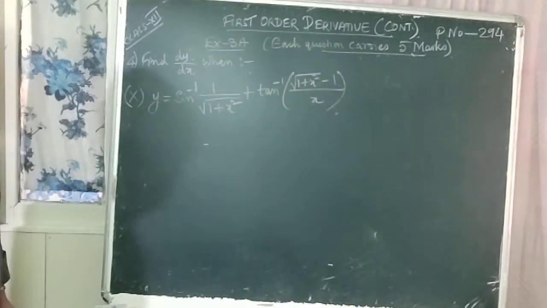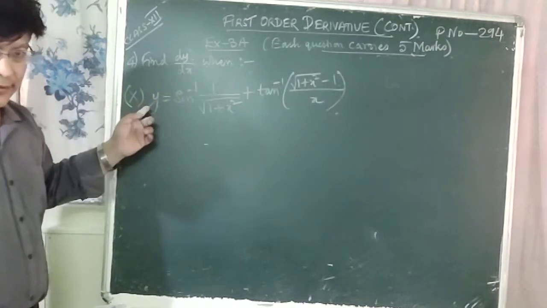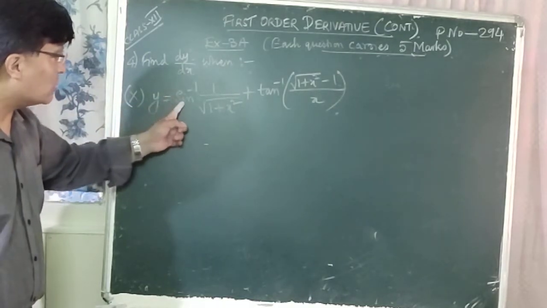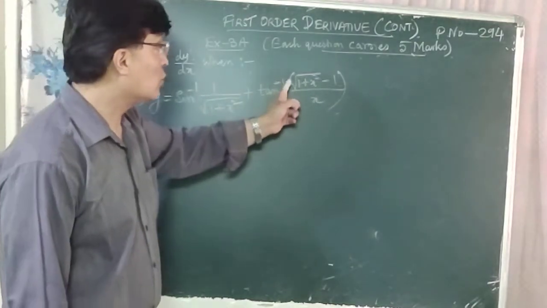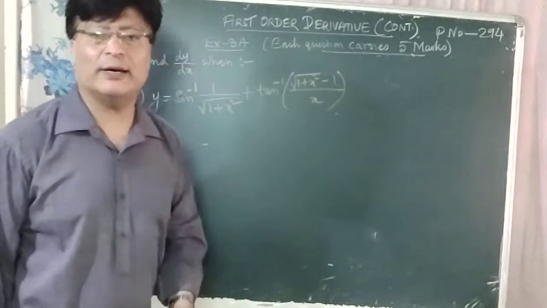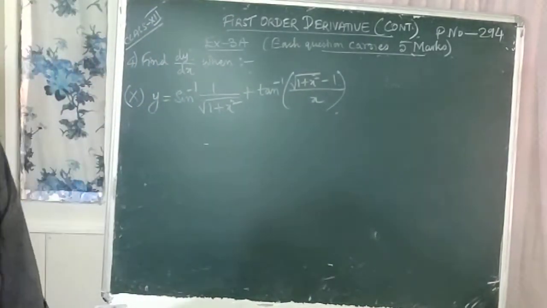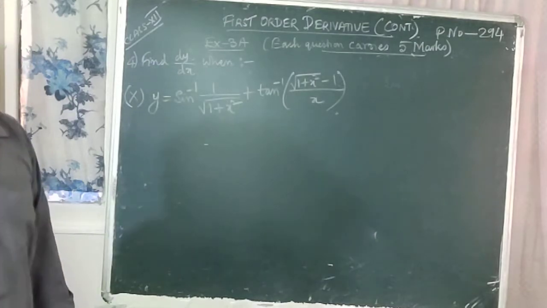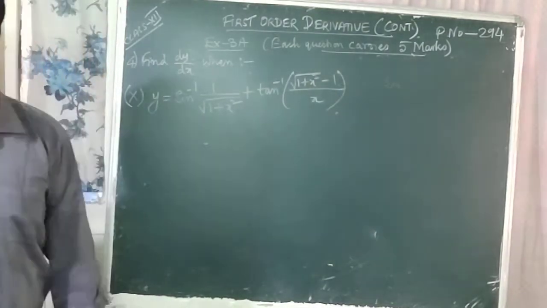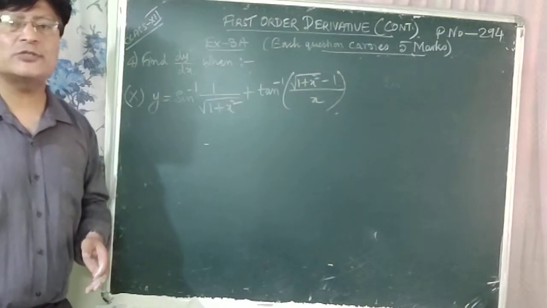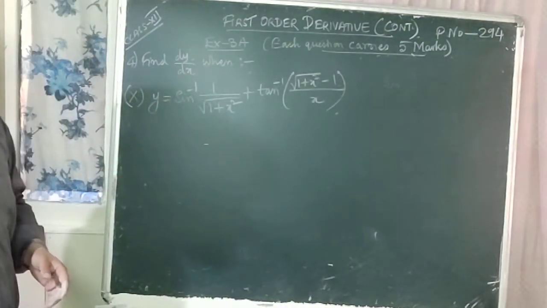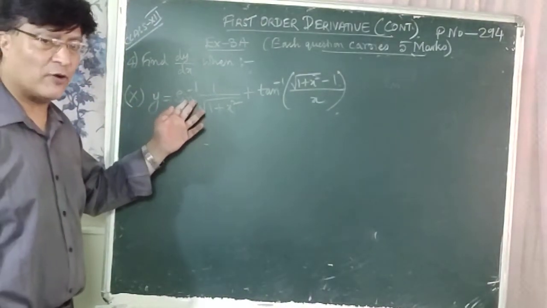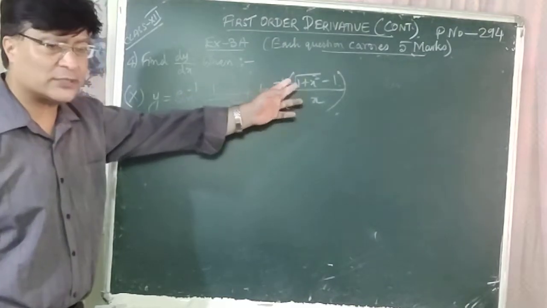So now we'll do the next question, that is number 10. Find dy by dx when y is equal to sine inverse 1 upon root over 1 plus x square, plus tan inverse within bracket root over 1 plus x square minus 1, whole divided by x. Right? Now in this case you cannot differentiate it directly. It will be complicated. So in this case you can do the trigonometric substitution for x, so we can have it in the sine inverse sine theta form and the tan inverse tan theta form, right?